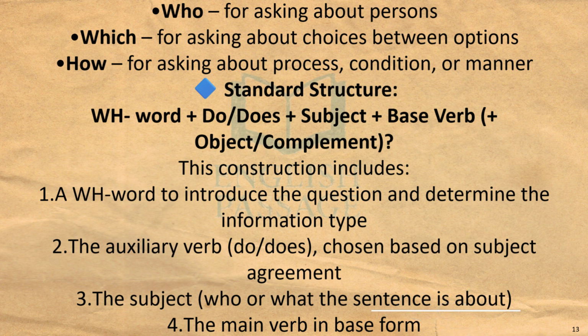Standard structure. WH word plus do does plus subject plus base verb plus object complement. This construction includes 1. A WH word to introduce the question and determine the information type. 2. The auxiliary verb do does, chosen based on subject agreement. 3.